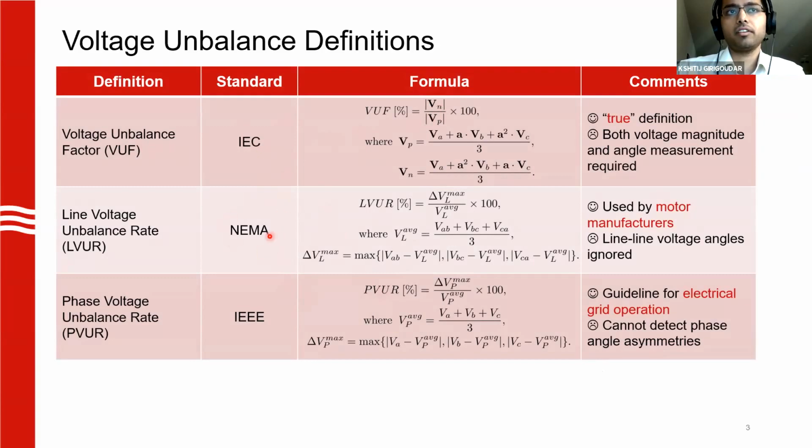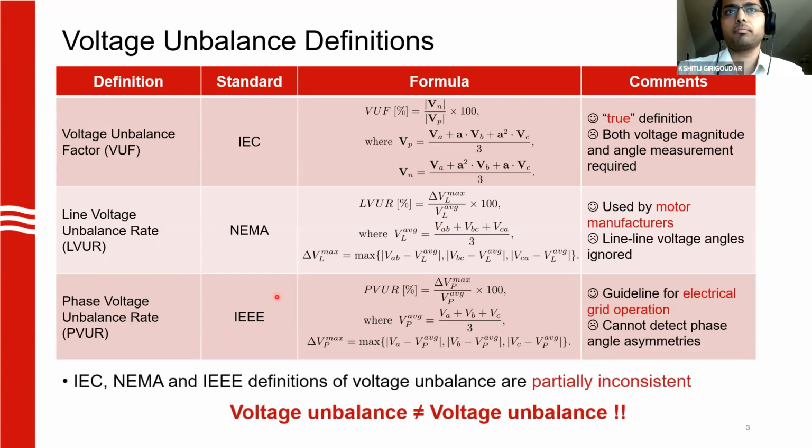The NEMA definition here, which is used predominantly by motor manufacturers, uses line-to-line voltage magnitudes to measure unbalance. It's also called LVUR. Similarly, we have PVUR, which is phase voltage unbalance rate. It's an IEEE endorsed definition and a guideline for distribution system operators. And here they use phase to neutral voltages to measure unbalance. What is interesting to note here is that all these three definitions are partially inconsistent. What this line here is trying to say is, if any operating point satisfies any one of these standards, it doesn't mean it satisfies the other two standards too.